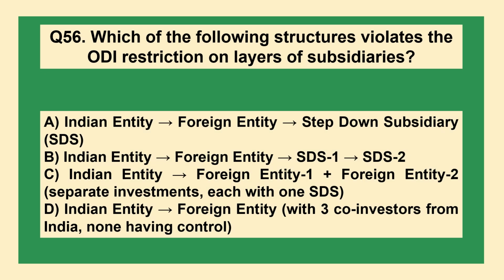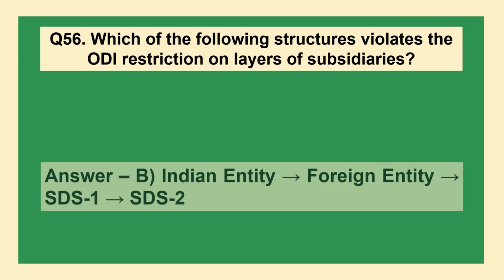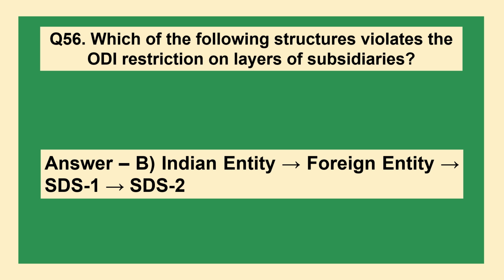Which of the following structures violates the ODI restriction on layers of subsidiaries? A. Indian entity, foreign entity to step down subsidiary. B. Indian entity, foreign entity to SDS 1 to SDS 2. C. Indian entity to foreign entity 1 plus foreign entity 2 separate investments, each one with SDS. D. Indian entity to foreign entity with 3 co-investors from India, none having control. The answer is option B, Indian entity to foreign entity to SDS 1 to SDS 2.